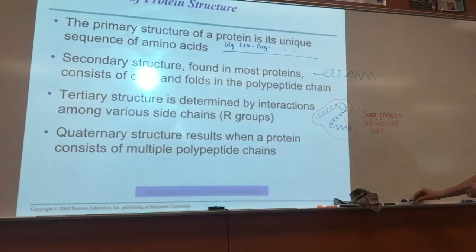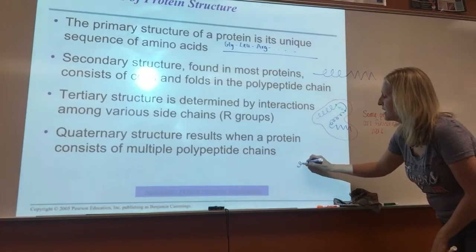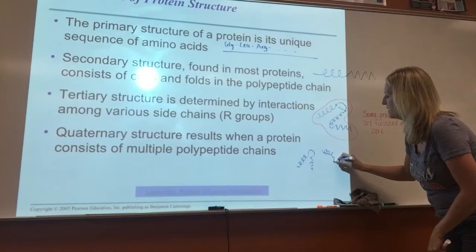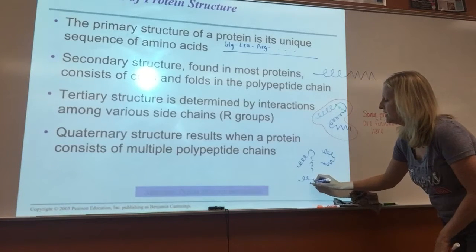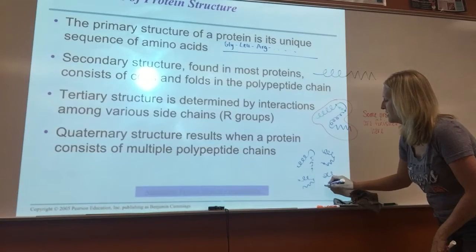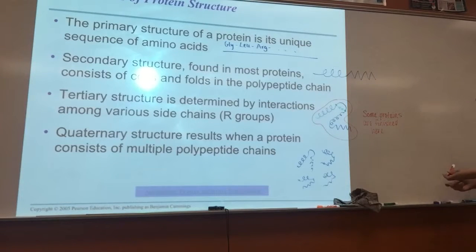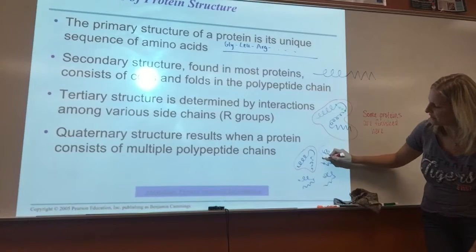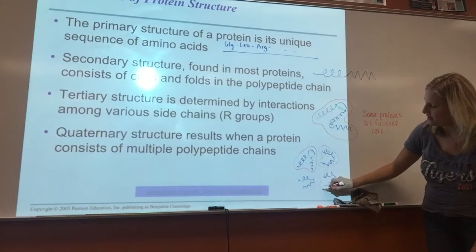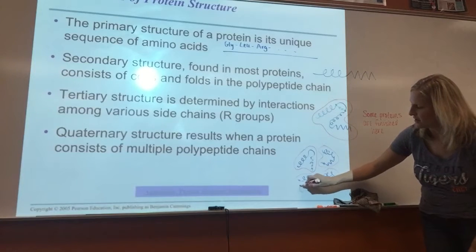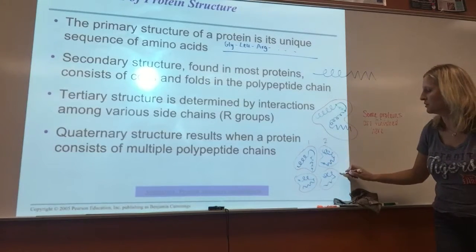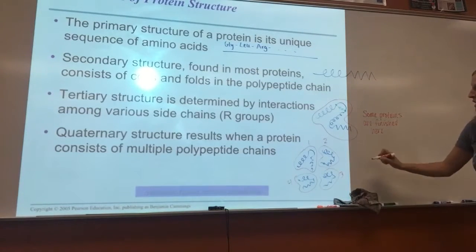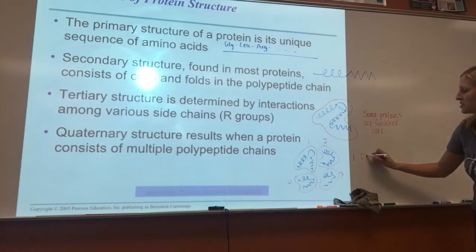It consists of multiple polypeptide chains. So for instance, here's one chain, here's another chain, here's another chain, and here's another chain. To make the full protein, you have one polypeptide chain, which is kind of like a subunit, another, and another. So this one has 1, 2, 3, 4 polypeptide chains that all have to come together, and this is one finished protein.